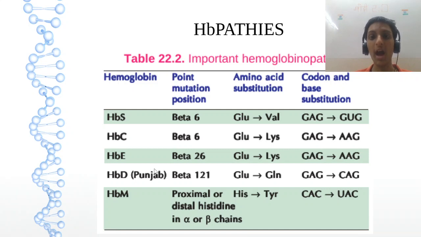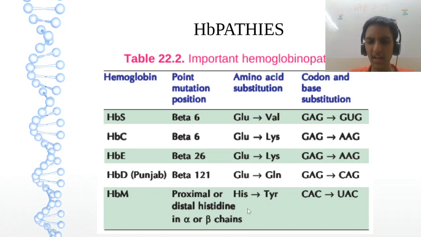In Punjab, Haryana, and the northeast. Punjab, Haryana, Delhi, okay. Here, in place of 26, it is 121. And there is also an amino acid change. Here, in place of lysine, glutamine, okay. And in M, there is a proximal or distal histidine in the alpha or beta chain.